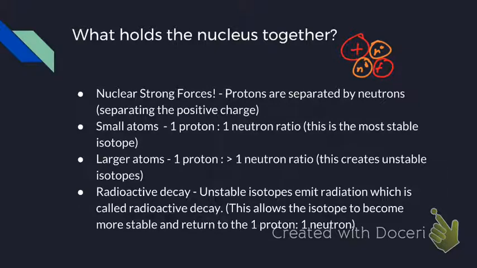And so the correct ratio of proton to neutron so that it's stable, has the strongest strong force, is 1 proton to 1 neutron. So that ratio creates the most stable isotope.